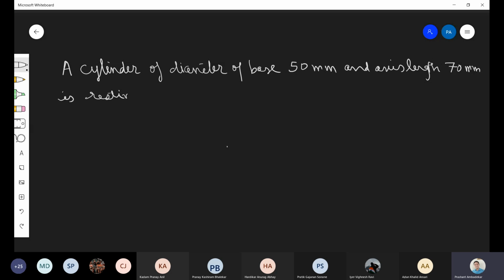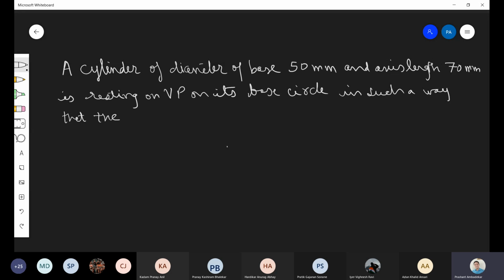is resting on VP on its base, or base circle, in such a way that the axis is inclined to VP at 40 degree. Draw its projections.